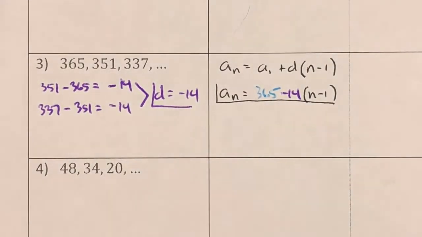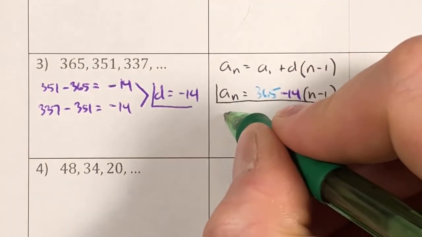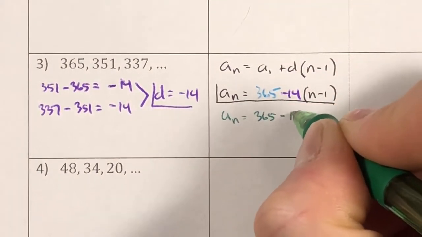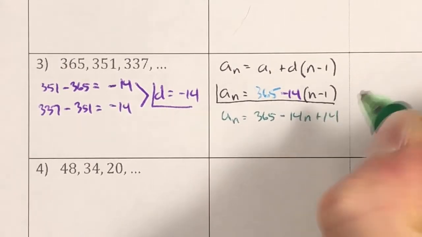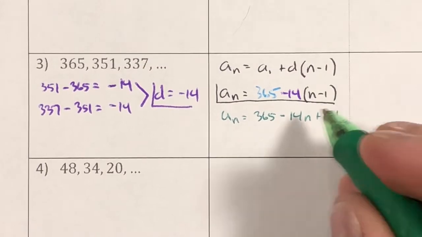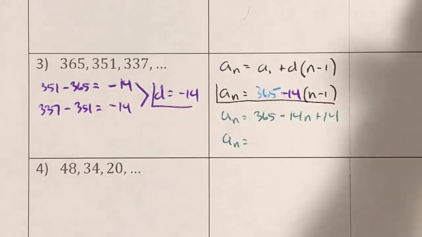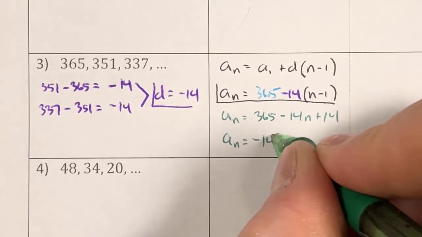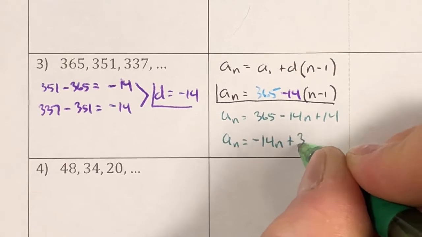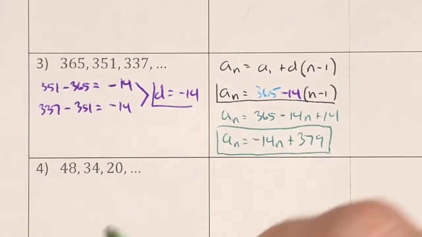But if we wanted to simplify it, it's not too bad. I go ahead and I distribute the negative 14. Which means minus 14n, and that becomes a positive 14. And then my last step is to combine the 365 and the 14. So I have negative 14n. That's going to be plus 379. And that's the fully simplified version.